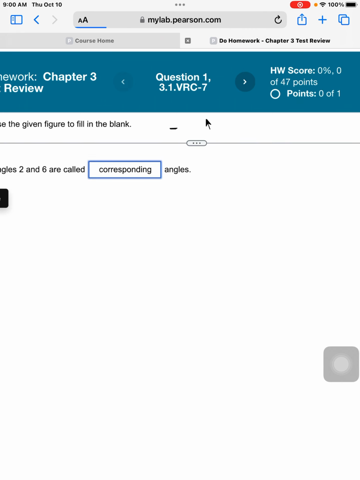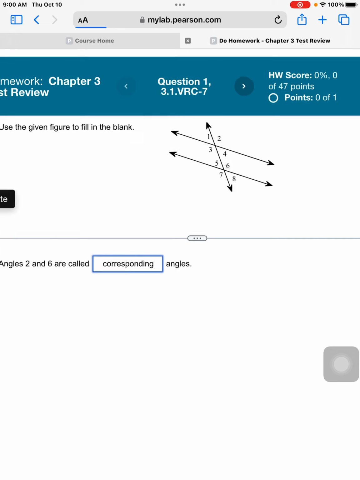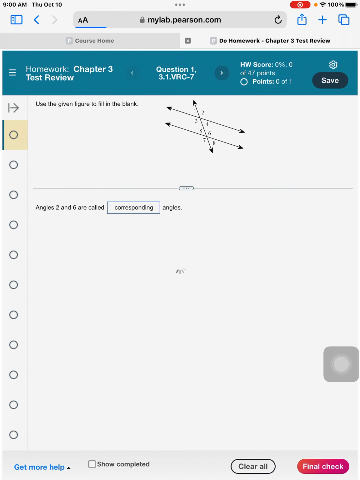What are the other corresponding angles that we see here? 2 and 6, 1 and 5, 3 and 7, and 4 and 8. Those are the 4 corresponding angles that we have in this problem.